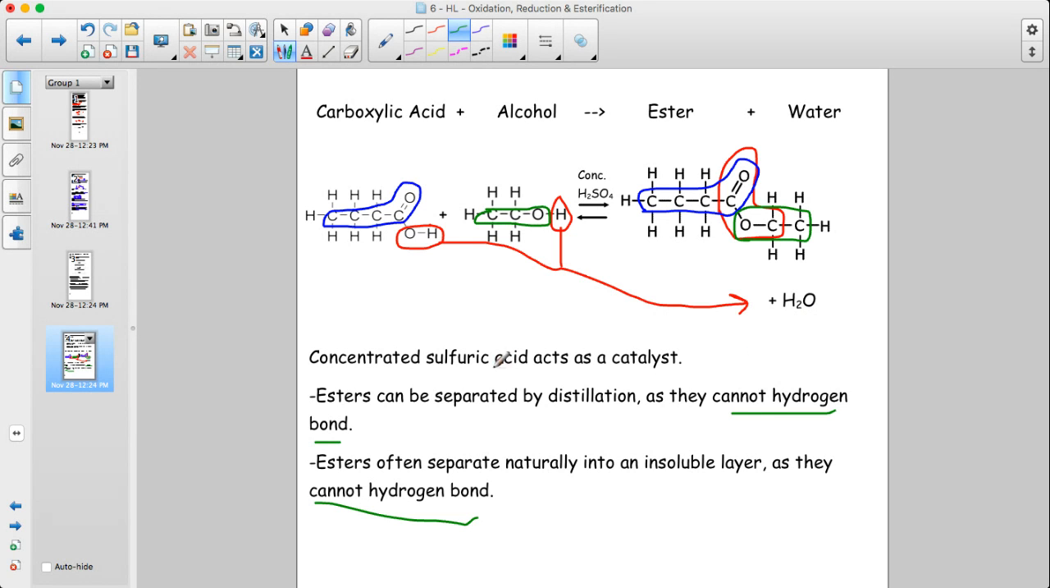all of which have the capability to form hydrogen bonds. So as the ester gets formed, one, it could be separated off by distillation in a similar way that an aldehyde could be separated from alcohols, because it has a lower boiling point. So you could separate esters out of these mixtures through distillation. Esters also often naturally separate out into an insoluble layer, because the carboxylic acid, alcohol, and water, because of that hydrogen bonding, are much more likely to all mix together. And the ester, being much less polar, often forms an organic layer on top of those other things. And so you can just take the ester right off of the top as it forms.